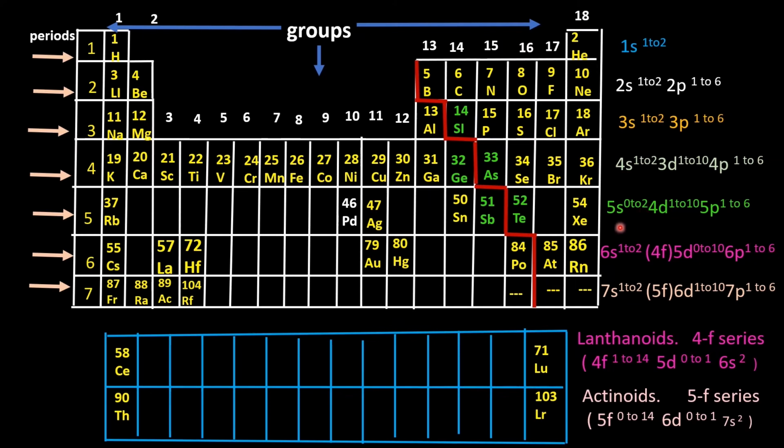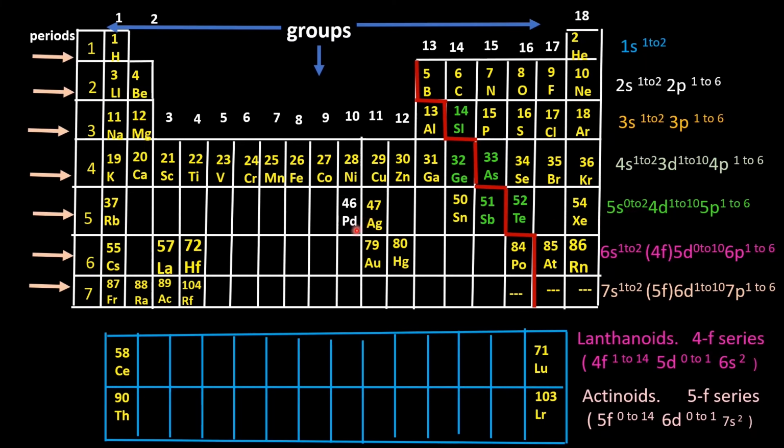Similarly, in the fifth period also there are 18 elements and there are a total of 5 shells. The valence shell will be the outermost, that is the fifth shell, and the electron configuration is as shown there. Please make a note: 5s 0 to 2, 4d 1 to 10, 5p 1 to 6.